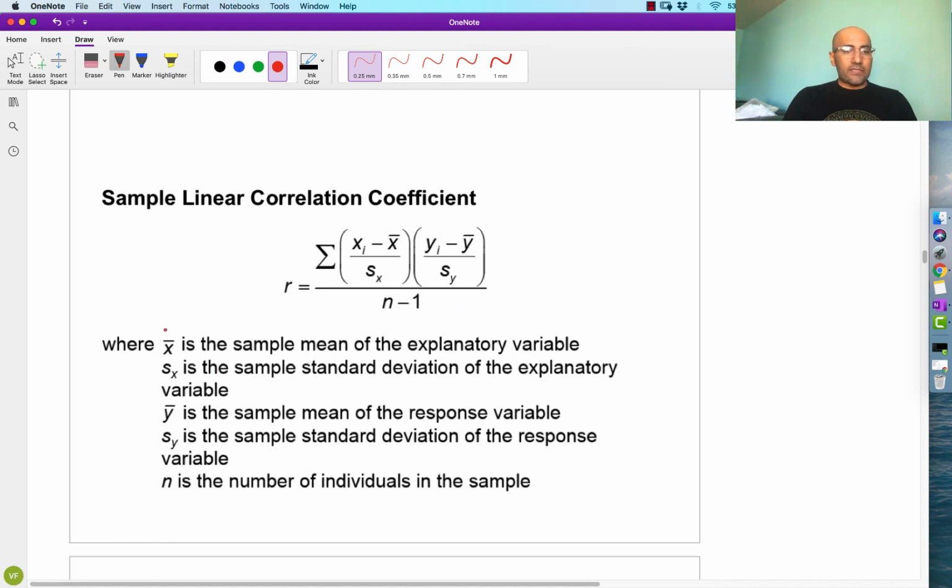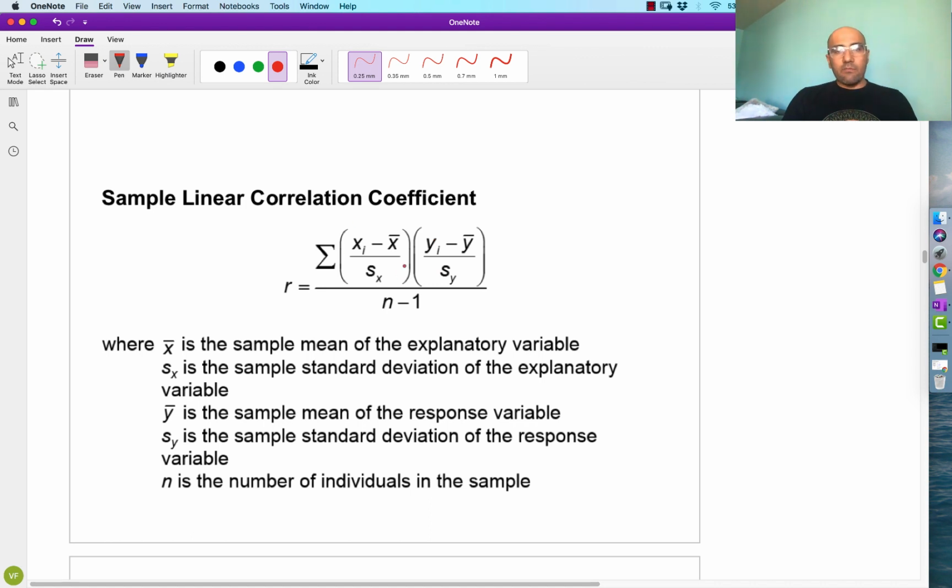So we can take a look at this little ledger down here to get a sense of what all these variables represent. x bar is the sample mean of the explanatory variables. S sub x is the sample standard deviation of the explanatory variables. y bar is the sample mean of the response variables, and s sub y is the sample standard deviation of the response variables. n is the number of individuals in the sample.